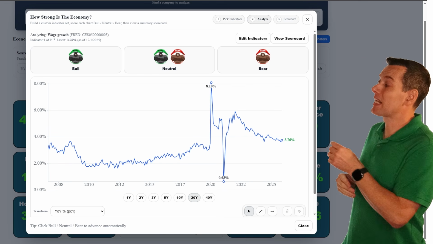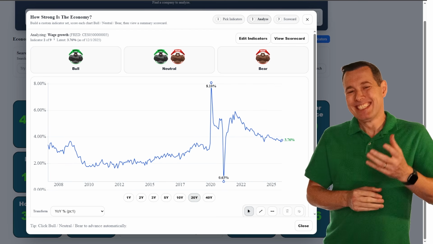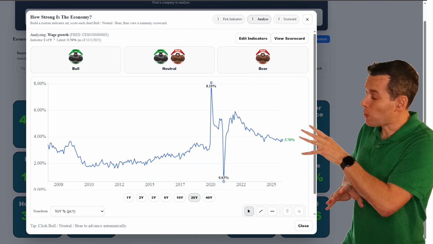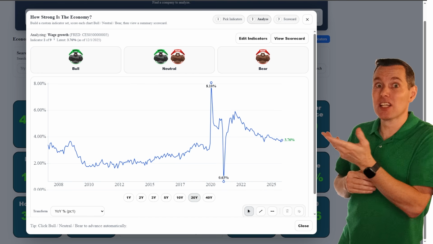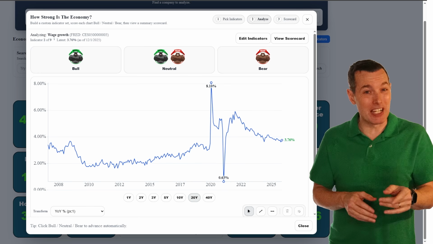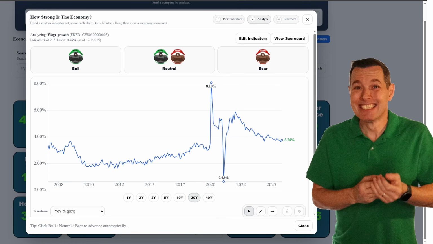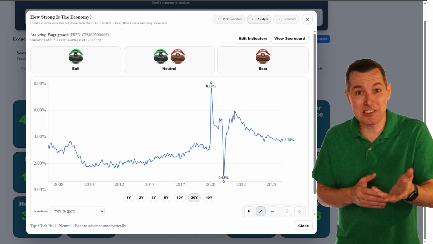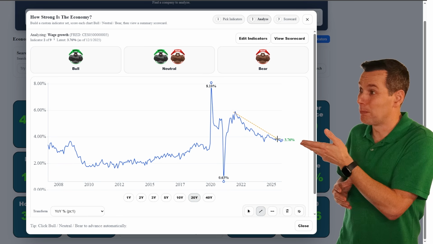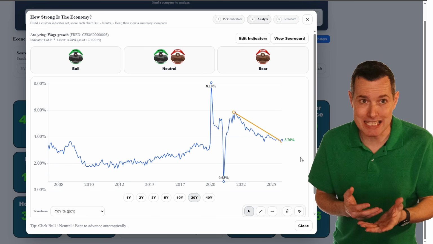Okay, now this economic indicator is wage growth. This one's a little bit weird. Again, 20-year chart, we want to look at long-term. And the number's a little over 3%. That's better than inflation, so in theory, that's good. But looking at the longer-term chart, it looks like recently, over the past couple of years, it's been trending a little bit lower, which is clearly not a great thing.